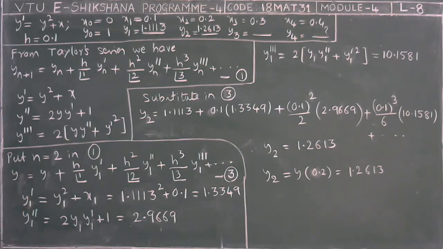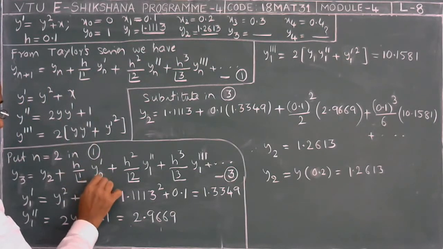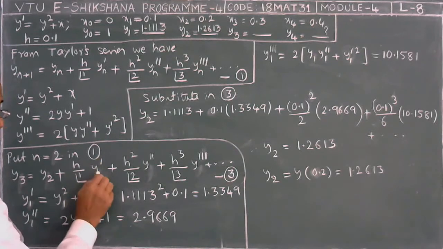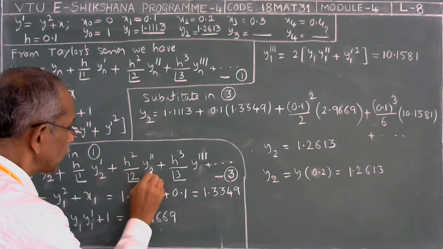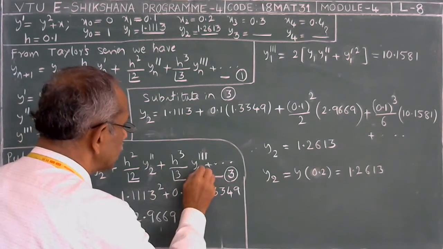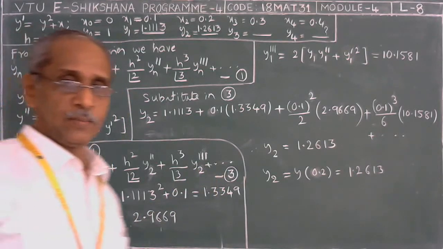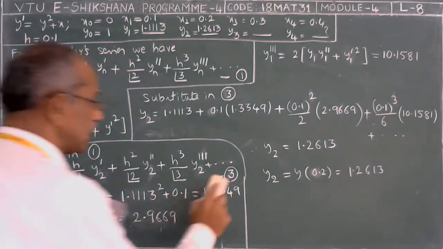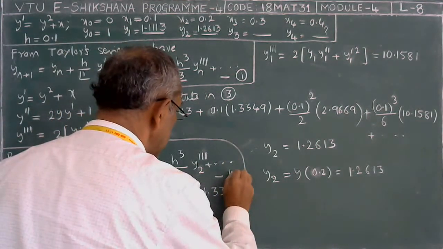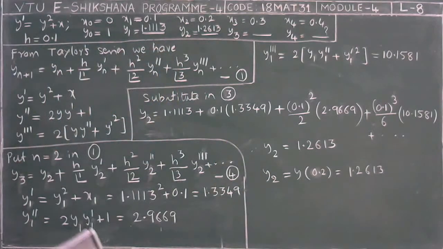Now, to compute y3, I have to replace n by 2 in this relation 1. Then I get y3 is equal to y2 plus h by factorial 1, y2 dash, then h square by factorial 2, y2 double dash, h cube by factorial 3, y2 triple dash. Okay. Let us call this equation number 4.